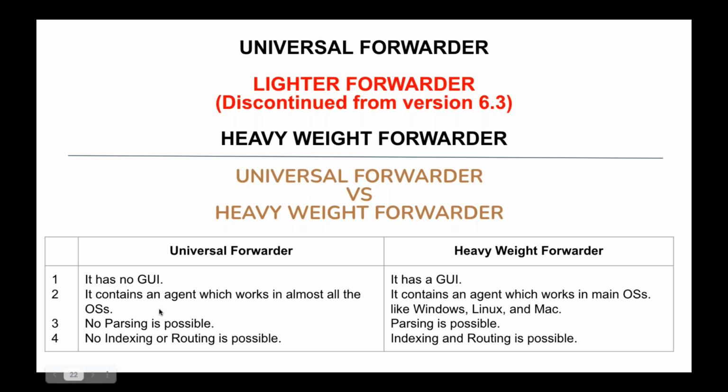This parsing is not available in universal forwarders, whereas parsing is available in heavyweight forwarders. Indexer also has parsing available because it is a component of Splunk. So before the indexer parses, you can do the parsing in the heavyweight forwarder. That is the important thing here. If you are using a universal forwarder, only data will come into the indexer. That's it. No parsing will be happening.